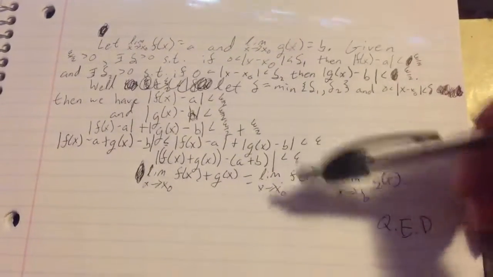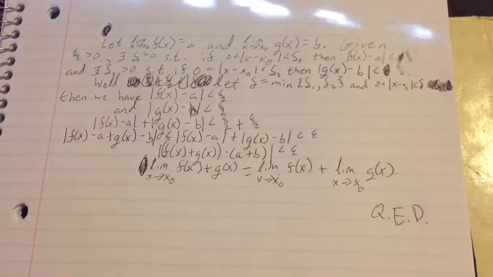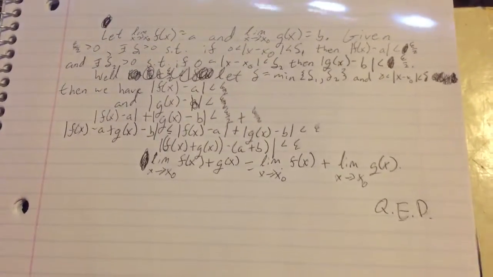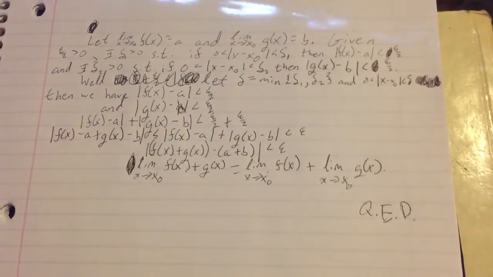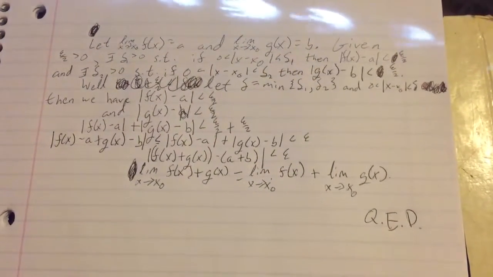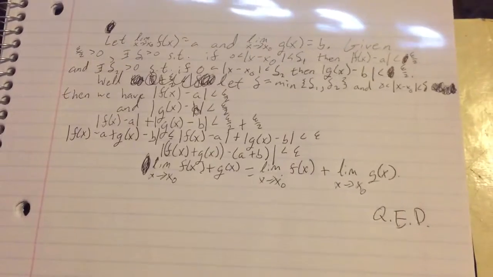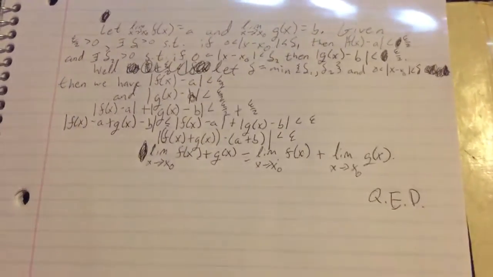Okay, well, we can just sum all this together. So what do we get? We get the absolute value of f of x minus a plus the absolute value of g of x minus b. And that's going to be less than epsilon over 2 plus epsilon over 2. Some nice things happen. As you can see, the right side is just going to become epsilon.